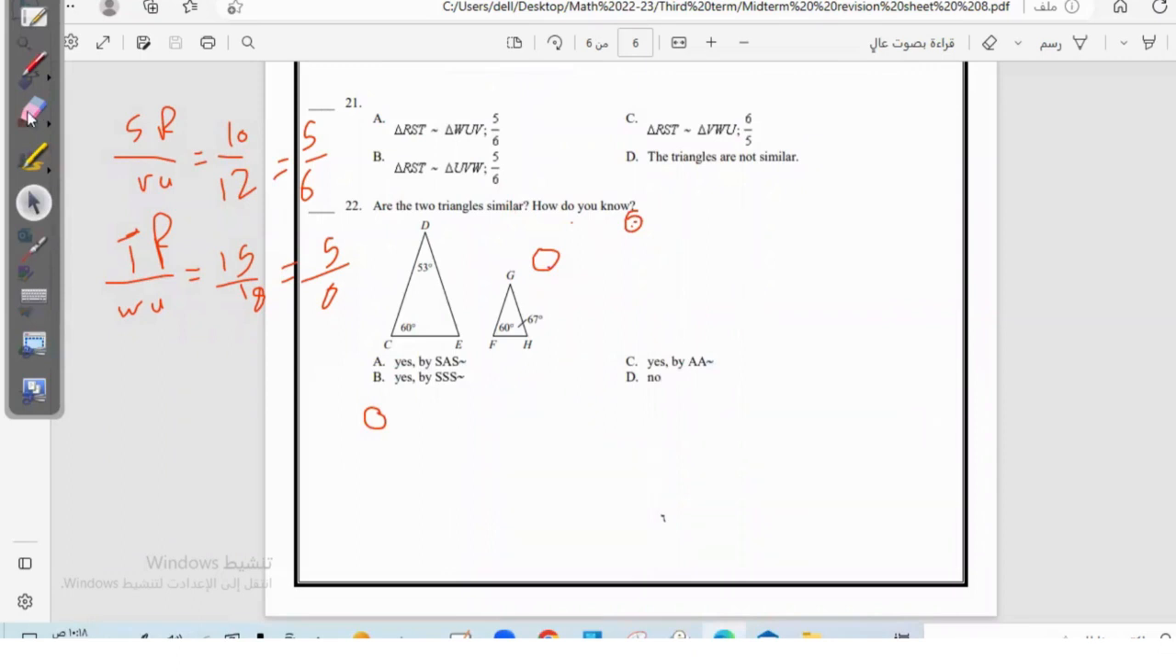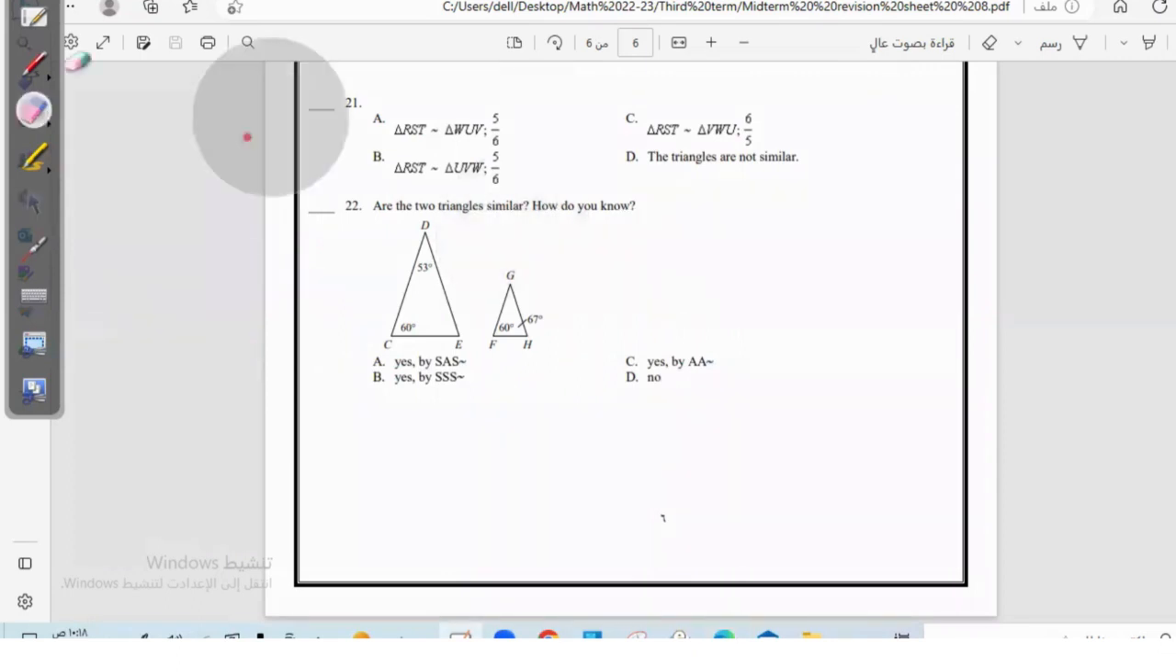Number 22 and last question. Yes, Ahmed. Yes, similar. Why are they similar, my dear? Because the angles are the same. So in this case, the angles are the same.